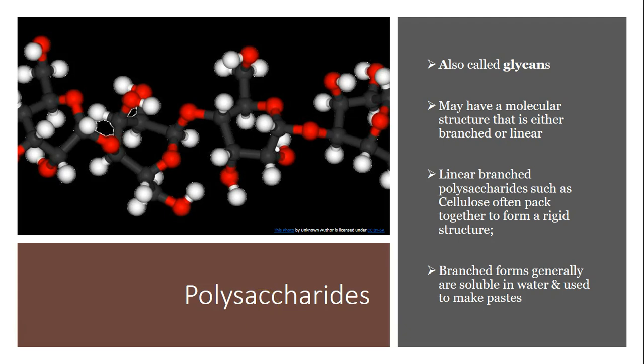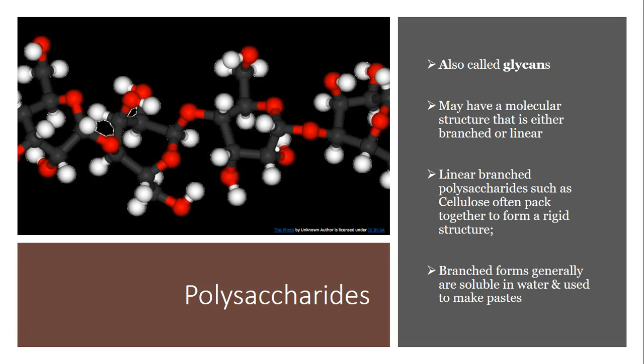Then the final classification are the polysaccharides. The polysaccharides are also called glycans, and they mainly have a molecular structure that can either be a branched structure or a linear structure. As the name suggests, the linear is just the way the different sugars are arranged, and I will show an example in a couple of slides to come. Or you can have the branched structure, which again depends on how the sugars are arranged.